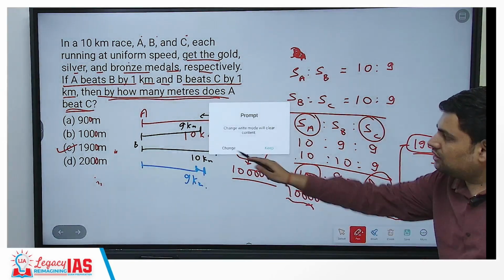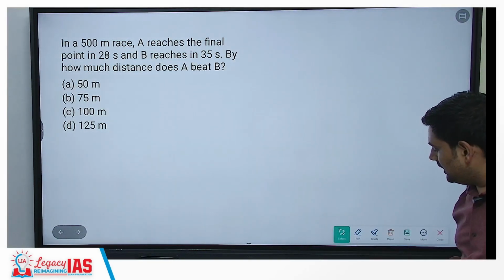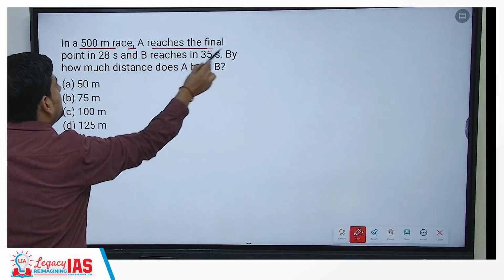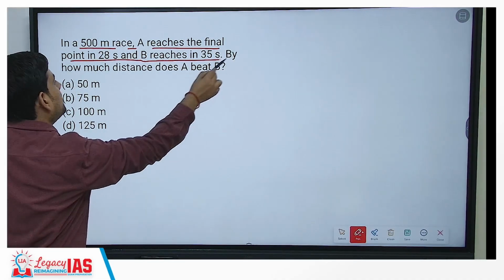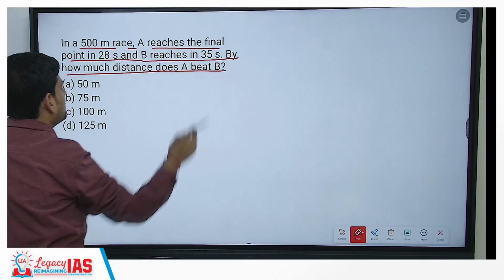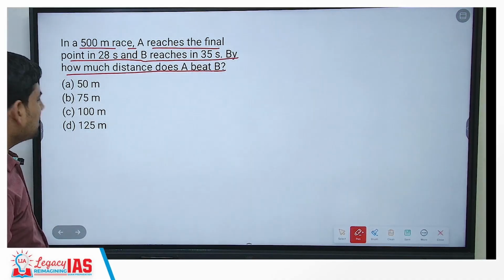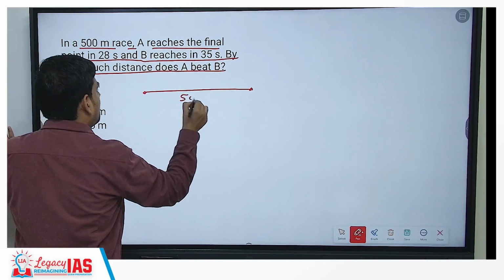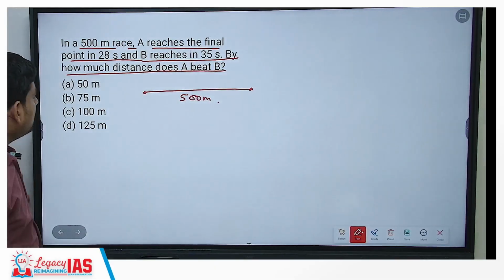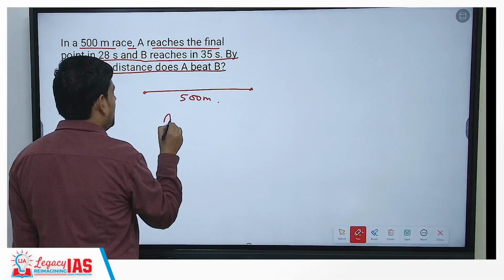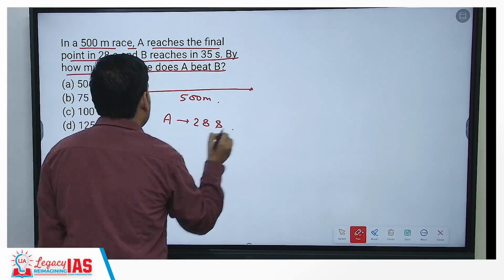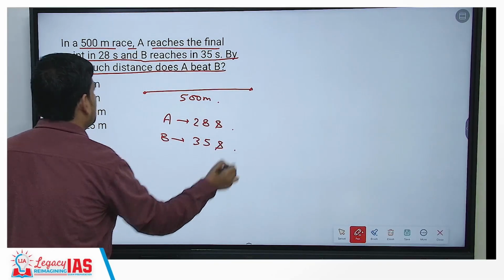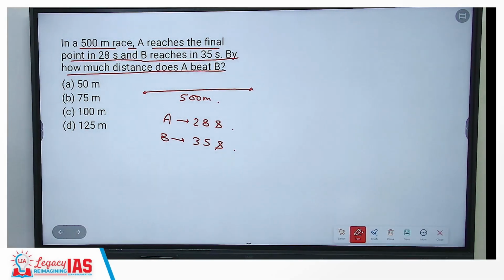Okay, let's do another question. Now see this. It says, in a 500-meter race, A reaches the final point in 28 seconds and B reaches in 35 seconds. By how much distance does A beat B? So this is easy. How will you calculate this? This is a 500-meter race. A reaches the final point in 28 seconds and B reaches in 35 seconds.